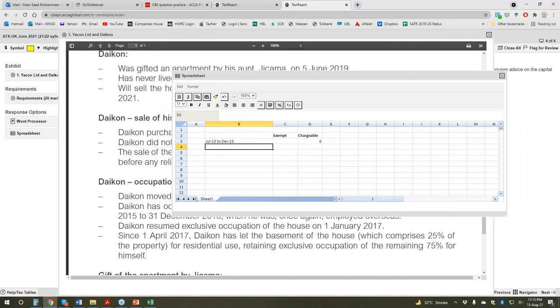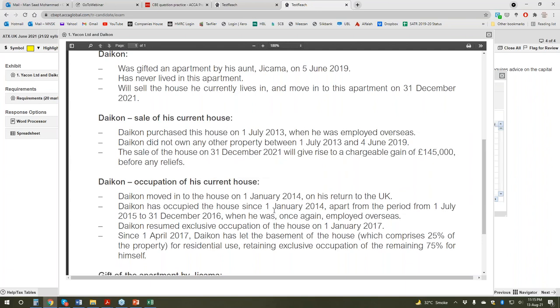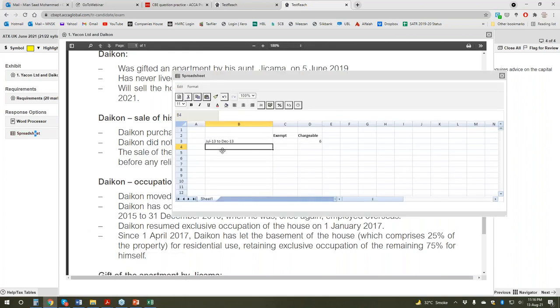Now, then he started living in the house from January 14. Until he moved on July 15, meaning he remained in the house for 1.5 years, meaning 18 months almost. So I will write that from Jan 14 to June 15, 18 months are exempt. These are exempt.